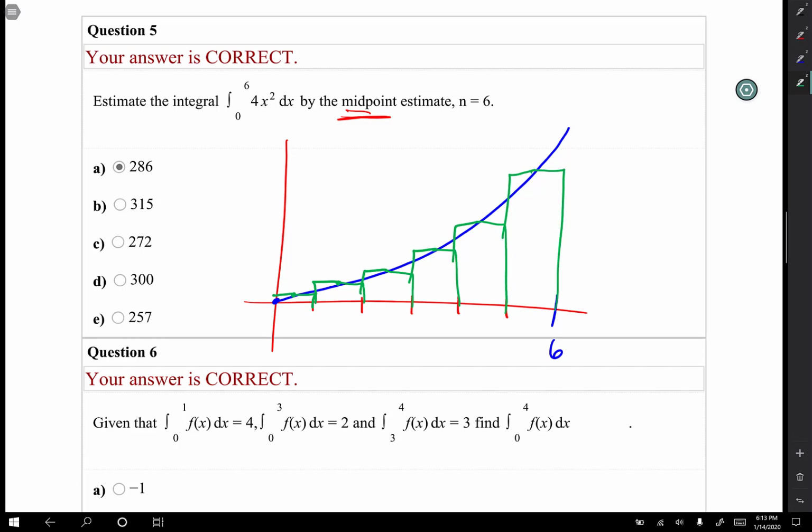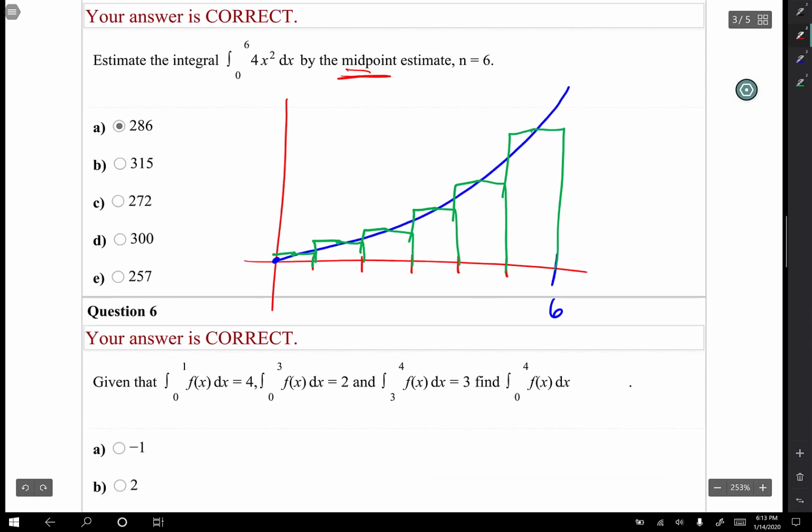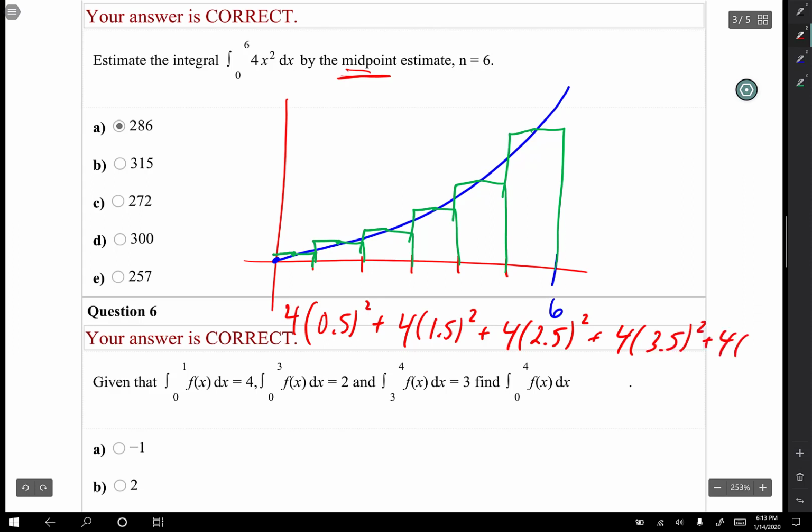The width of each one is 1 again, guys. So they're kind of being nice to me. And I'm just going to do 4 times the m squared. So 4 times the middle between 0 and 1, which is 0.5, squared, plus 4 times 1.5 squared plus 4 times 2.5 squared plus 4 times 3.5 squared plus 4 times 4.5 squared plus 4 times 5.5 squared. So that's 5.5, that's the number.